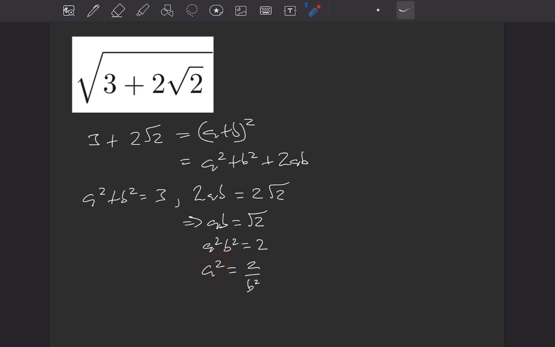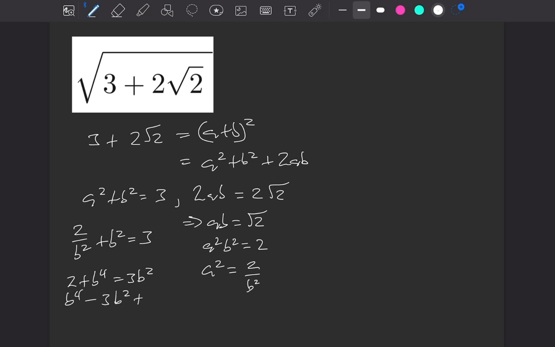And now then, we'll take this and stick it back over here. So what we'll have is 2 over b squared plus b squared is equal to 3. Multiplying through by b squared will give us 2 plus b to the 4 is equal to 3b squared. And this is a quadratic in b squared. So we'll bring everything to one side: b to the 4 minus 3b squared plus 2 is equal to 0. And factorising it, we get (b squared minus 1) multiplied by (b squared minus 2) is equal to 0.